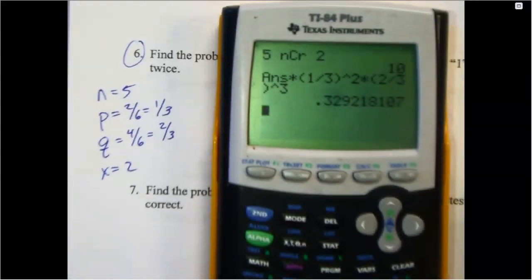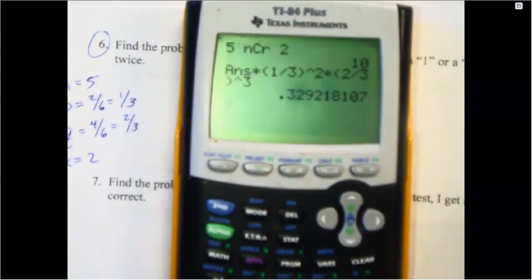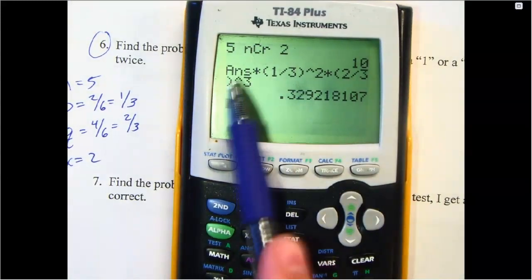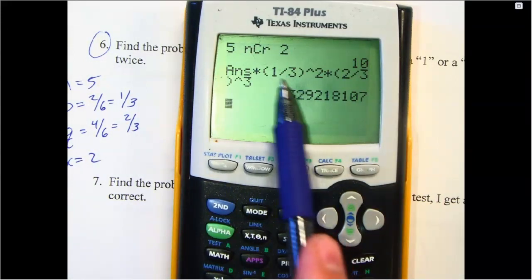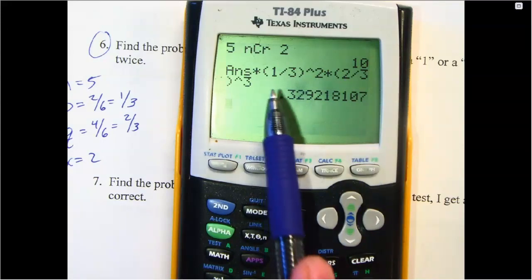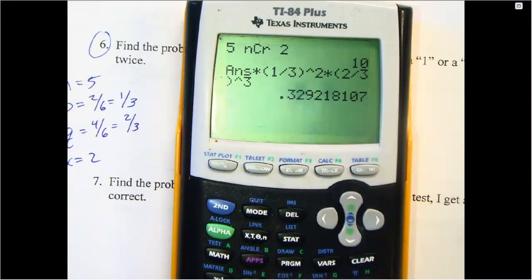So what I mean by keeping it in fractions is that's what I did. Then my 5 nCr 2 to get 10. And I multiply that by, but leave your 1/3 in parentheses and square it. And the 2/3 in parentheses and square it. If you put 0.33 or 0.66, your answer is going to be a bit different.